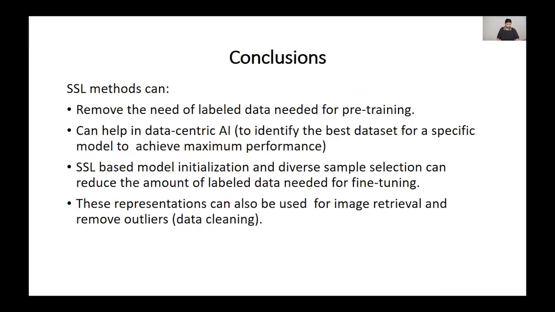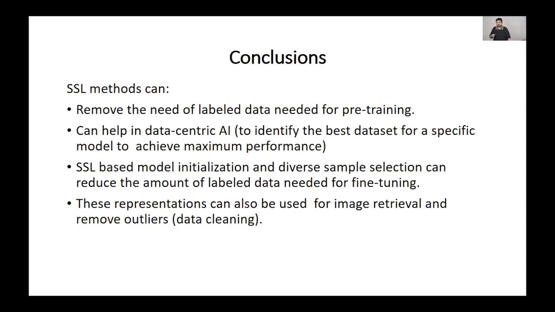In conclusion, we can remove the need for labeled data for pre-training using self-supervised learning methods, and it can help in data-centric AI. That means we can identify the best data set for a specific model to achieve maximum performance. Till now, given a data set, people used to try different models to get maximum performance. But now we decide that I want to get the best performance for a ResNet 50 model. What should be my data set?